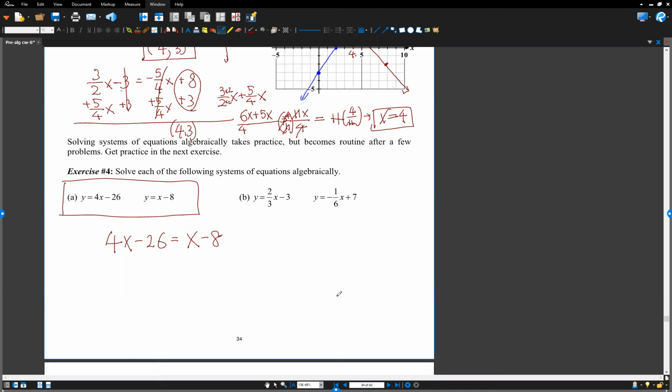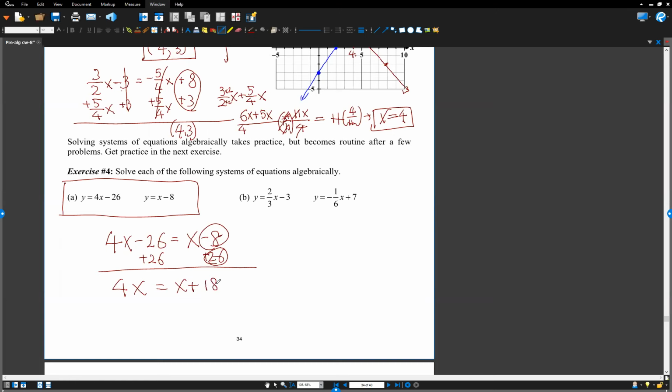Victoria, can you solve this one? I'm kind of confused. Do you add, first you add 26 plus negative 8, right? Yeah, plus 26 plus 26. Okay, you can do this number first. So we got what? 4x equals x minus 8. 26 minus 8 is what?